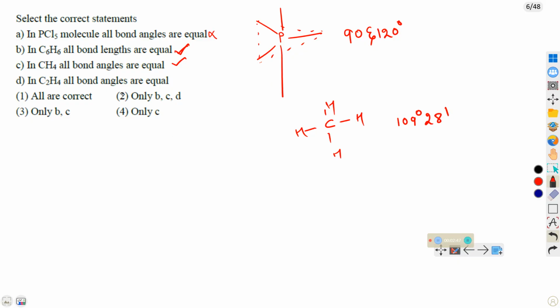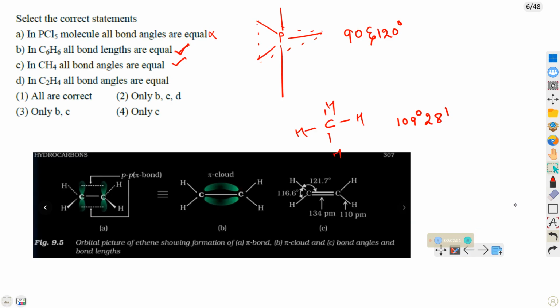In C2H4, all bond angles are equal. This is also a wrong statement. See, the HCH bond angle is 116.6 degrees, and the CCH bond angle is 121.7 degrees. Based on that, the third option is correct.